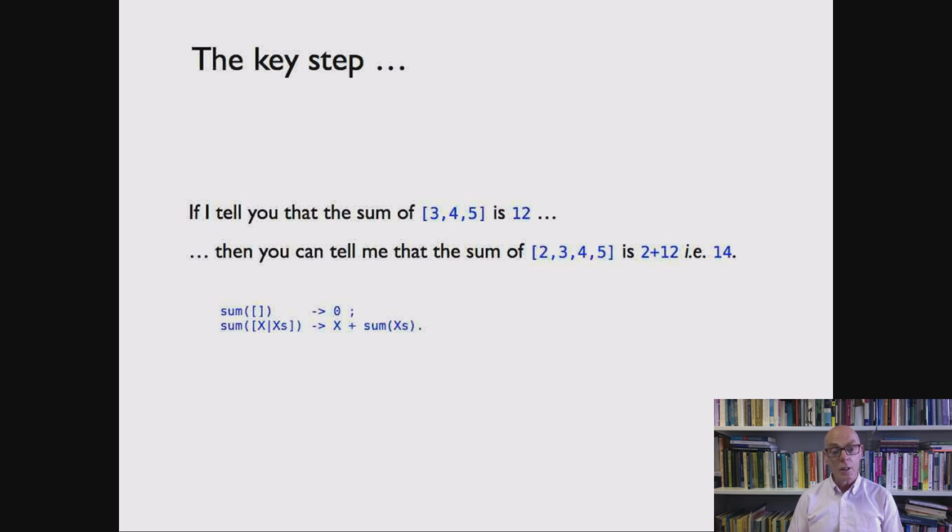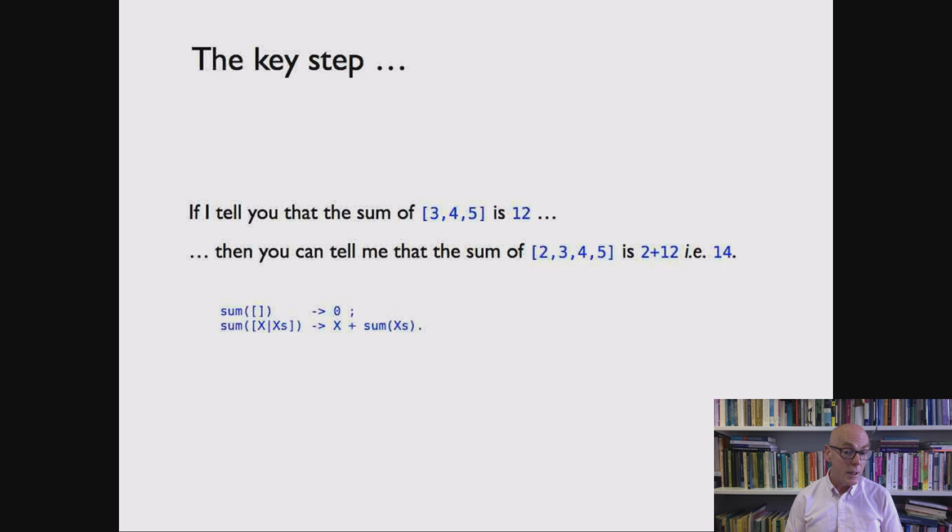We give an outright answer for the empty list, and in the case of a non-empty list, we say calculate the answer for x cons x's in terms of the answer for x's. Now, we'll see there are other patterns for recursion, other ways that we can do recursion, but this is the main one. This is the one that we'll use most often. So that's the key step.